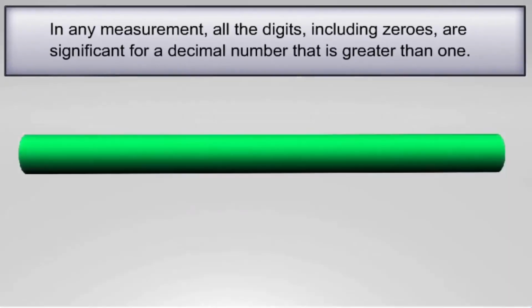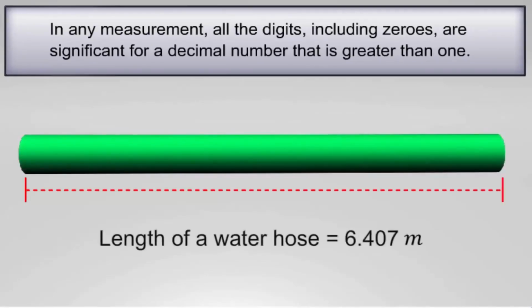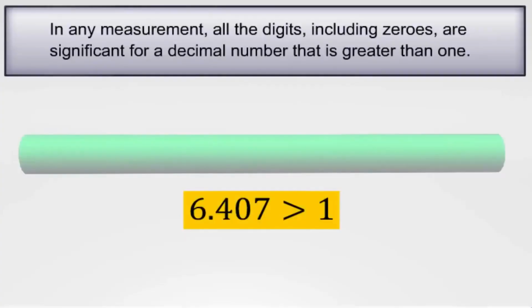Here, we have the length of a water hose, which measures 6.407 meters. This number is greater than 1. There are 4 significant figures in this number.